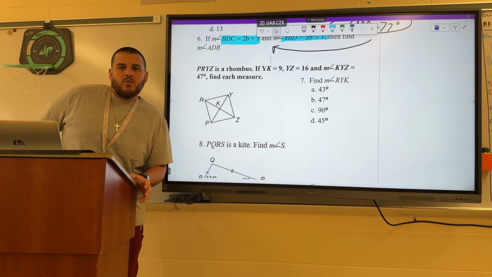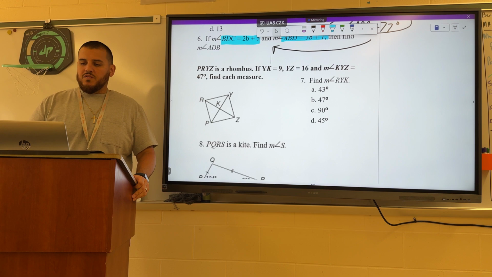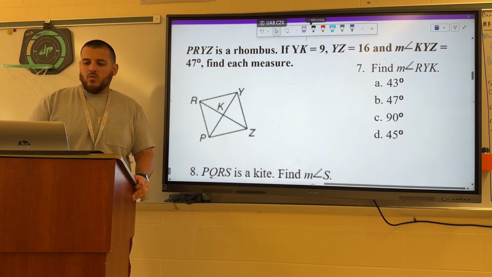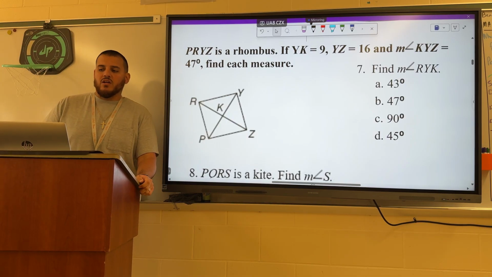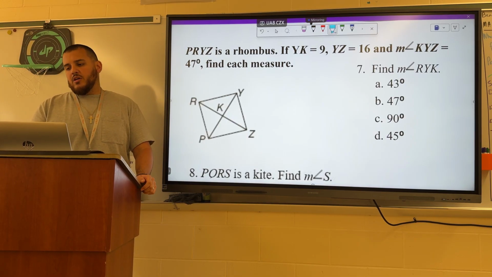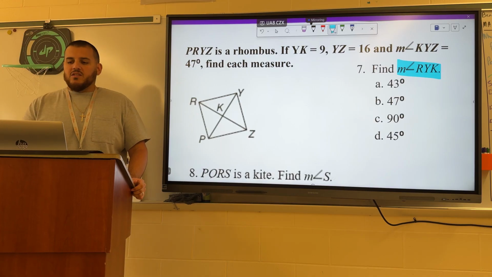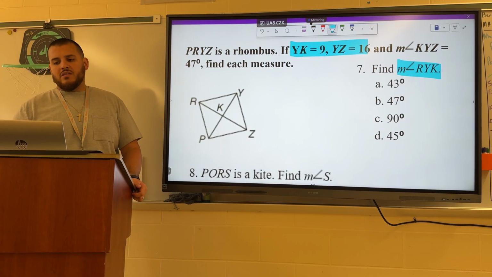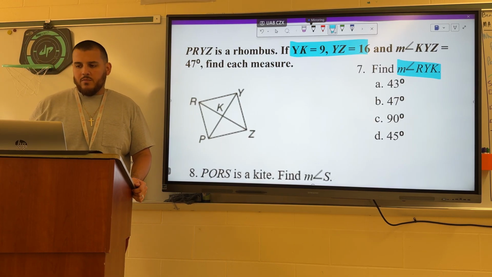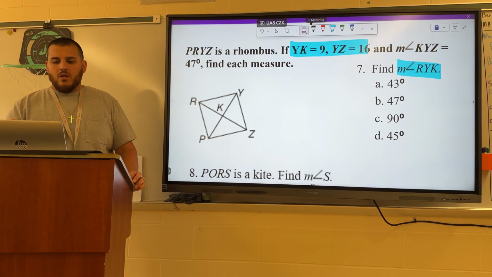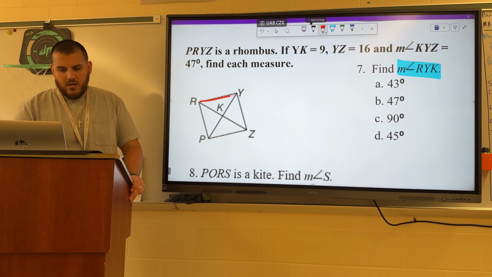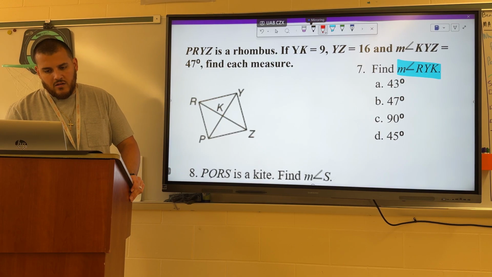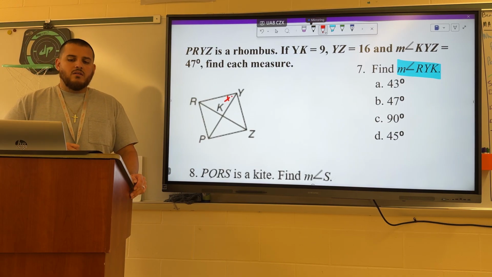Example 7 is reviewing a property of a rhombus. We're told a few things: YK is 9, YZ is 16, the measure of KYZ is 47 degrees. We're being asked to find the measure of angle RYK. So these first two things, YK is 9 and YZ is 16, are not actually relevant for the problem that we're solving here. RYK, we've got to find that angle. Where is RYK? It's right there, this little angle here. I'm going to just put an X there. It's an unknown. I need to solve for that angle.